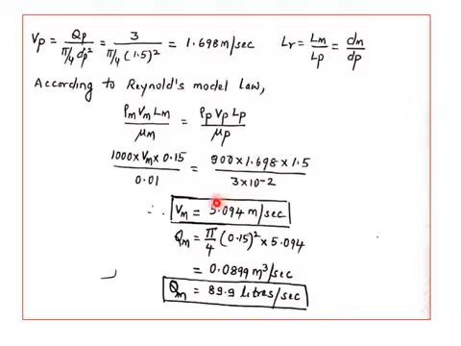So like this, because 1.698 is in meter per second, we get Vm as 5.094 meter per second. Therefore the discharge in the model is the cross-sectional area, pi by 4 times 0.15 squared, into the velocity, which gives 0.0899 meter cube per second. Multiplied by 1000, that is around 90 liters per second. So this is how we solve this problem, applying Reynolds model law to get the velocity in the model as well as the discharge in the model.